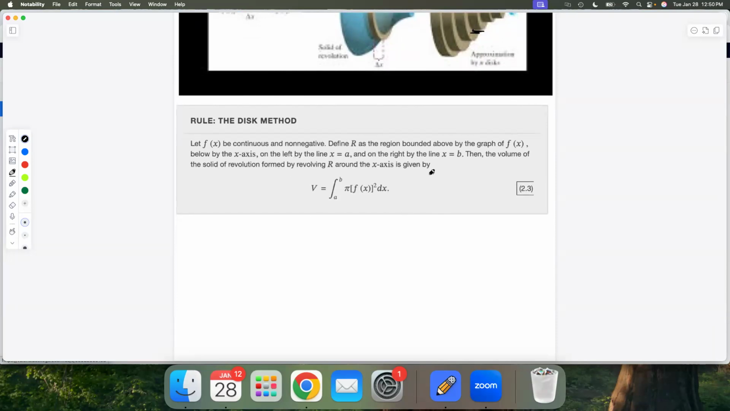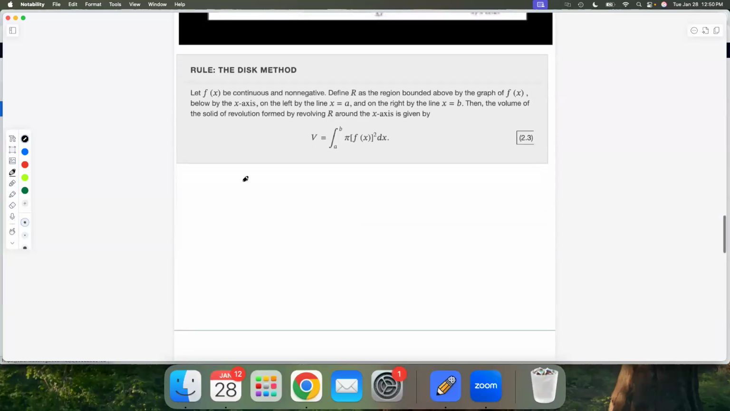But this is the general method. If you want to memorize something, this is what you would memorize. So you've got some shape, some curve, some f of x. Ooh, it could look like whatever.